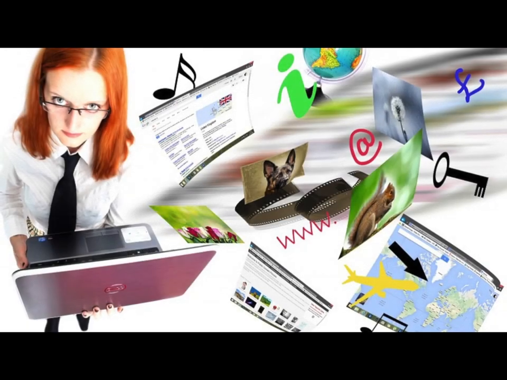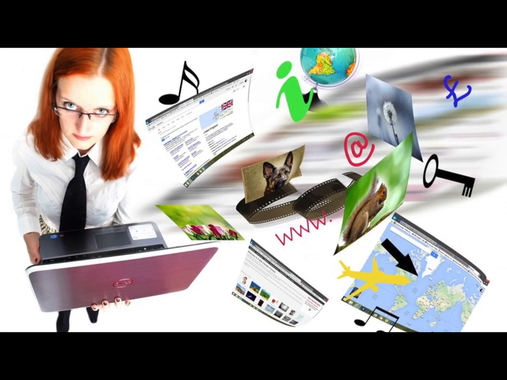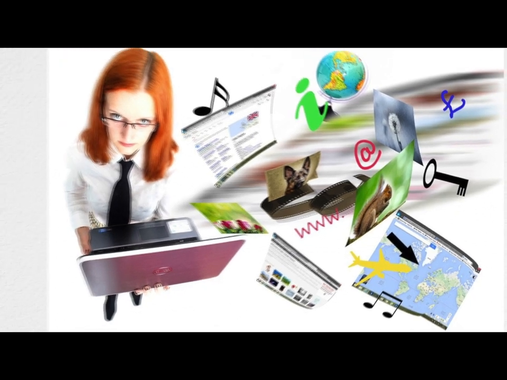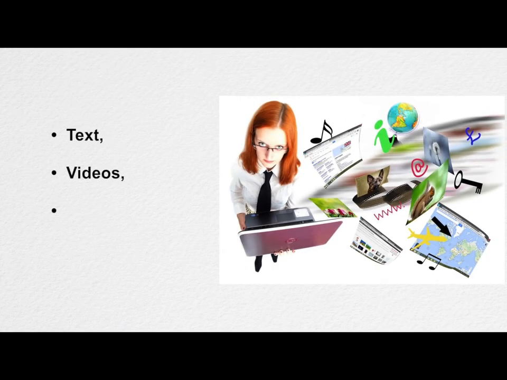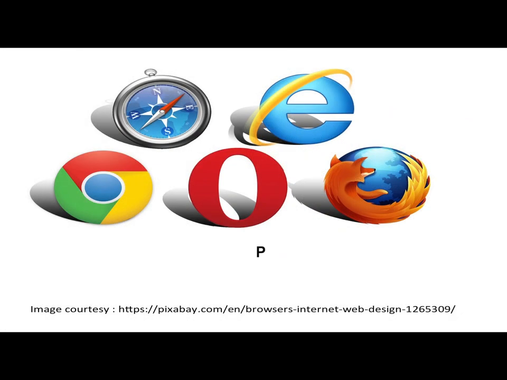There are plenty of public websites, each of which is a collection of web pages available over the internet. These web pages contain plenty of information in the form of text, video, audio, and pictures. These web pages are accessed using an application software called a web browser. Some examples of popular web browsers are Internet Explorer, Chrome, Safari, and Firefox.